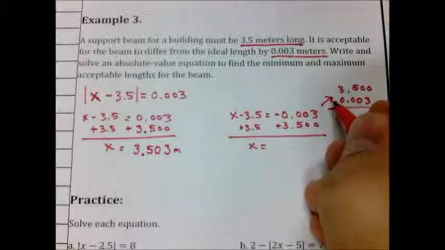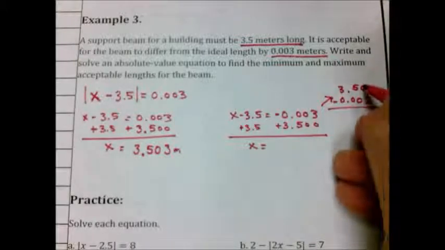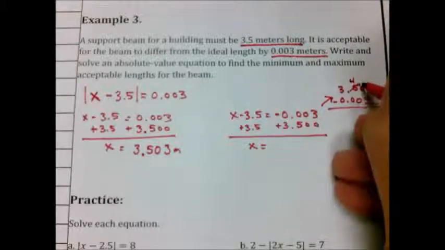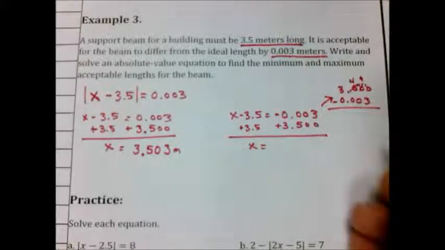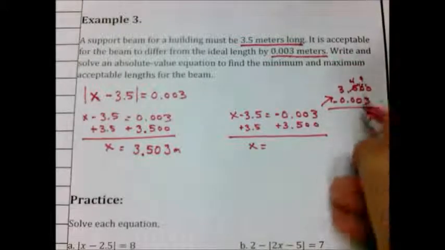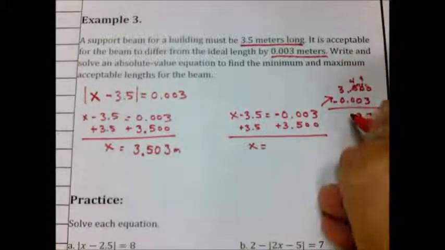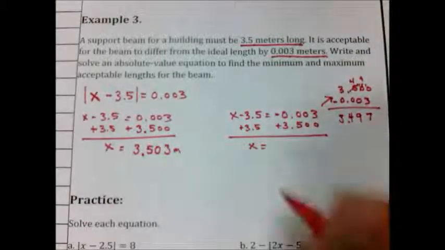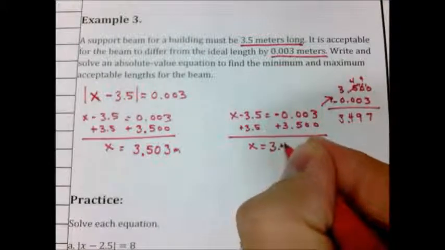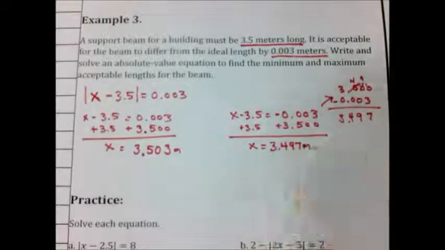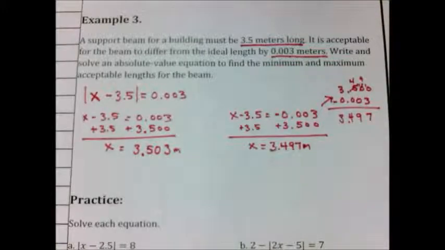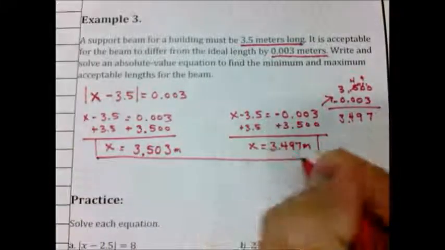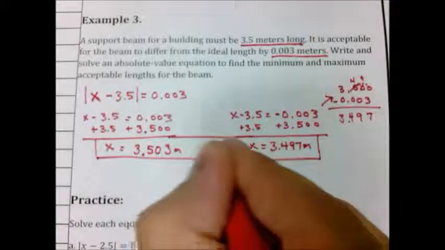Okay, so let's go ahead and subtract these. 0 minus 3, we can't do that, so we have to borrow. Can't borrow from the 0, so we borrow from the 5, which is 4. Now make the 0 a 10, and the next one a 9. 10 minus 3 is 7. 9 minus 0 is 9. 4 minus 0 is 4. Put our decimal, and 3 minus 0 is 3. So we end up getting x is equal to 3.497 meters. That is the minimum value that this support beam could be in length. Okay, so these are the two different values. It could be either one of those.